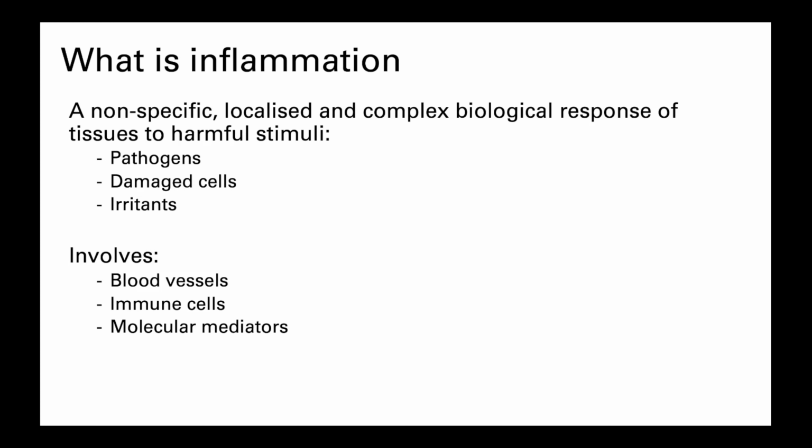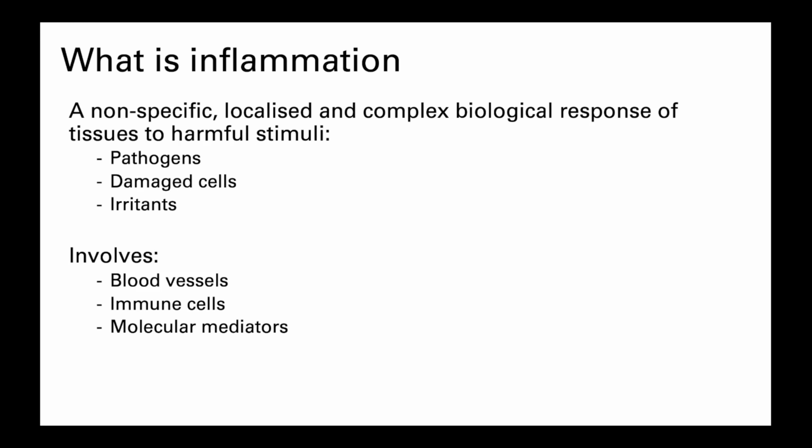And these sources of injury can be varied, including pathogens such as bacteria, fungi or viruses, damaged cells caused by physical injury such as a cut or other irritants, including chemicals or radiation. And the physiological response involves the blood vessels, cells of the immune system, and the molecular mediators that these components release.